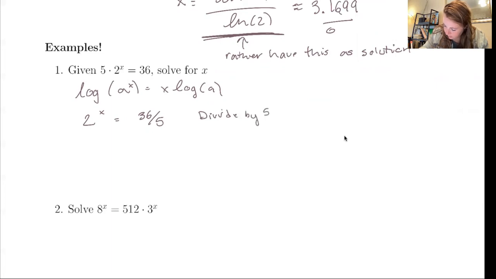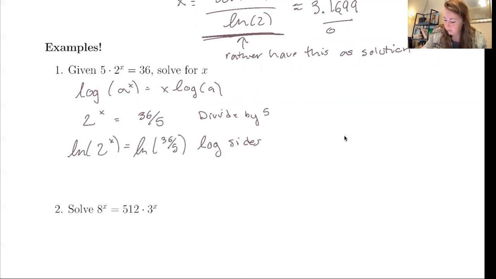And then we can log both sides. So we'll have ln of 2 to the x. You can do whatever log you want. Log bases are usually whole numbers, just like radicals are. So I wouldn't do like log base 36 over 5. And it has to be the log on both sides, right? They need to be the same thing. Ln of 36 over 5.